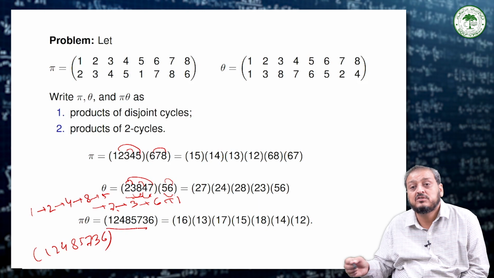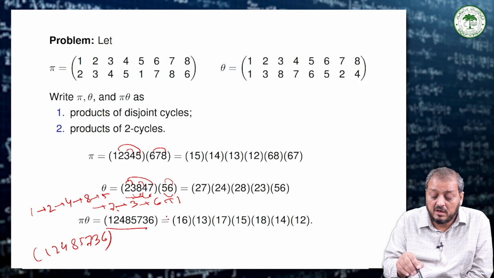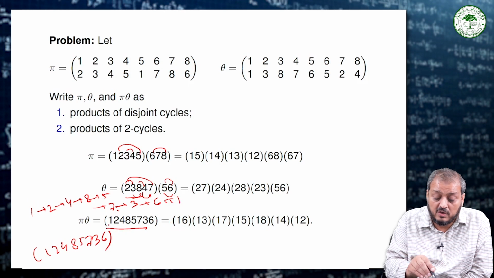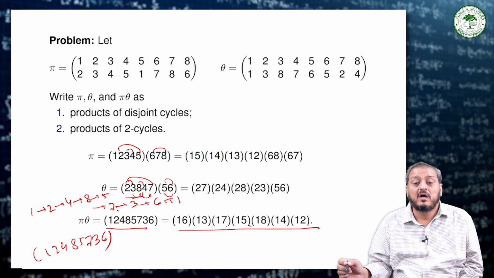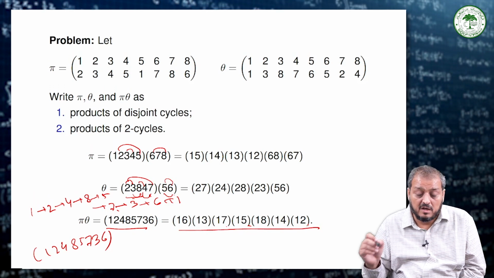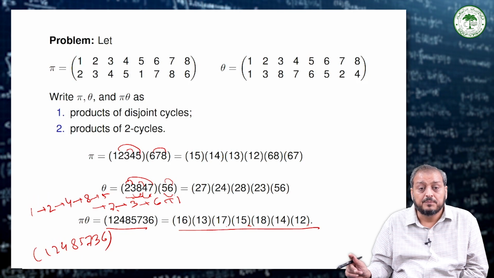This is clearly a disjoint cycle, and we write the transpositions of this, clearly 1 6, 1 3, and so on. Like this, we write cyclic permutations into this form.